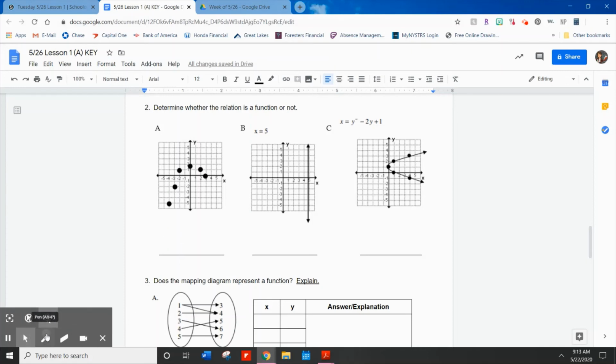So that means wherever I draw my vertical line, it has to only hit once. So there it only hits once, there it only hits once, there it only hits once. So we are good to go here. So this is a function. So we can write function on the line below.